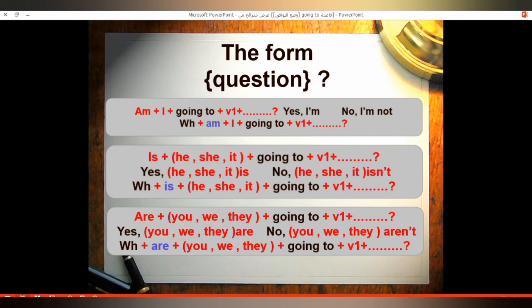Or WH questions: What are you going to play? What are they going to play?